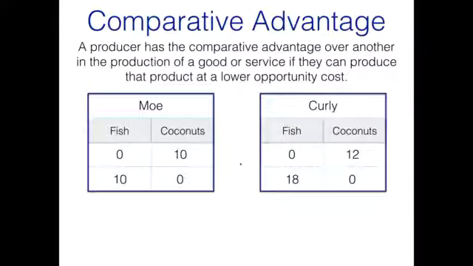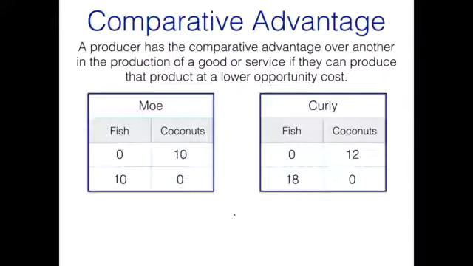So for example, we want to know if Mo collects a coconut, what does he give up in catching fish when he allocates that time to coconut production? And we do the same thing for Curly. We want to see if he spends time collecting a coconut, how much fish does he not catch because of the time he allocates to coconut production? So let's take a look.